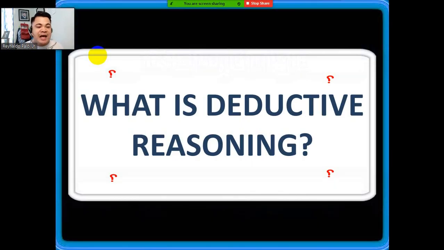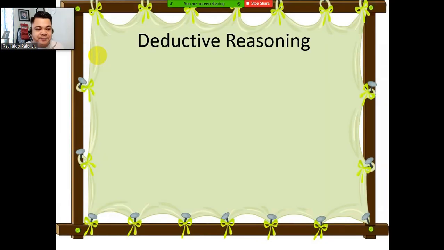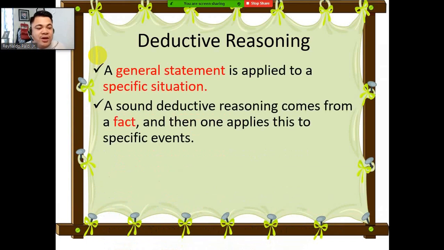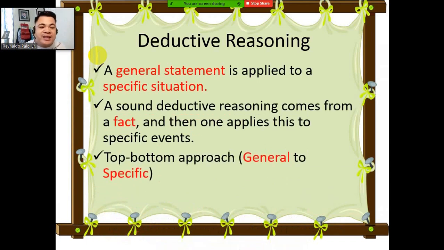When we say deductive, class, what is deductive? It's the opposite of inductive. So if inductive is from specific to general, deductive is from general to specific. Just remember that it is what we call the top-bottom approach, or general to specific. Alright, so there's a general statement, and after that you state some specific examples based on the general statement. So that is deductive.